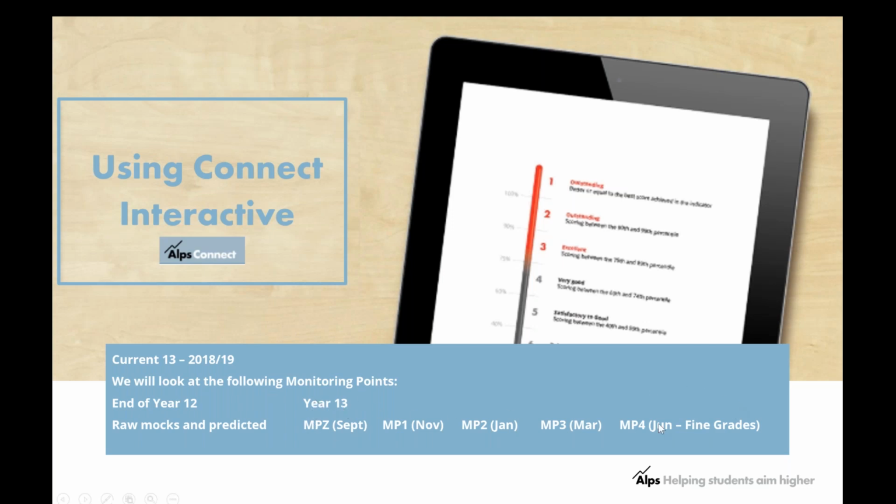Moving through then, I've got 5 monitoring points for this year group, and I'm pretending, sorry to wish your lives away, that it's June next year, and we've got all of those different monitoring data points for this year group so that we can look at trends. The last one of which I have added fine grades to, because I want to show you the fine grades tool and how you might use some modeling in that mode as well when we get in there. Right then, I am going to switch my screen to Alps Connect.